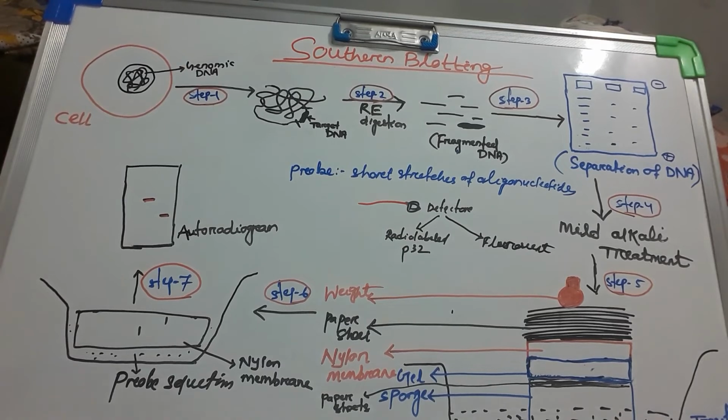And then we have to take that nylon membrane for autoradiography, and if that probe binds to its target gene, then it generates light. Then the position of the band can be identified on the film, and we cut the band from the gel and store it for further analysis.